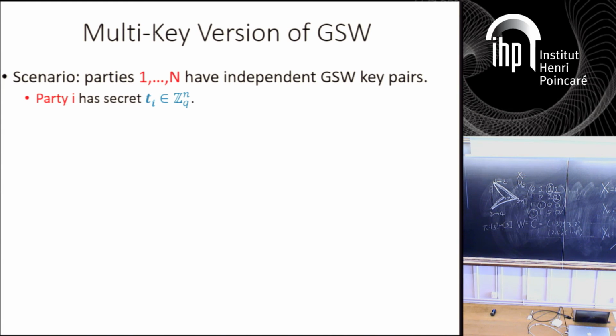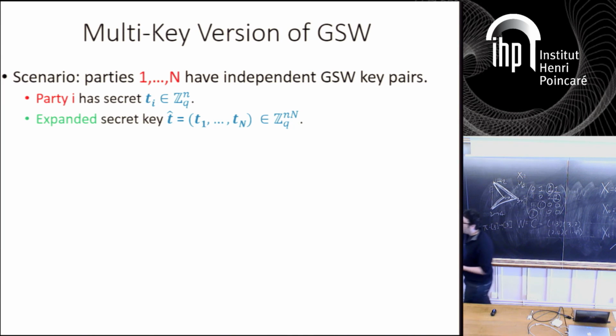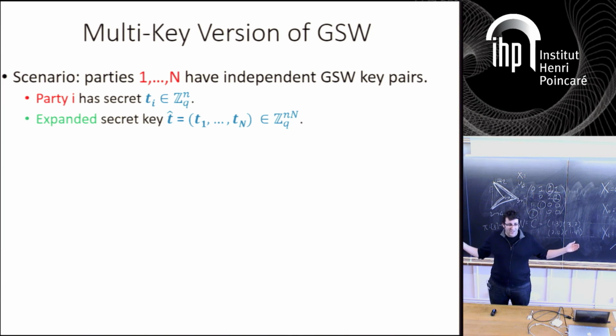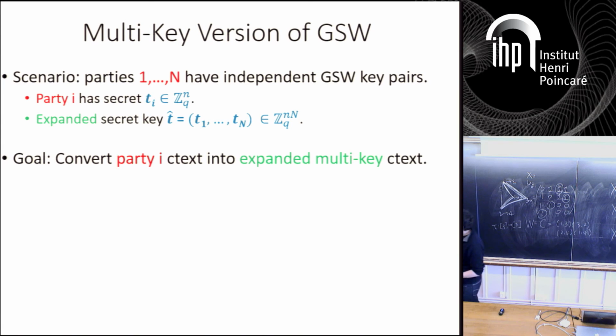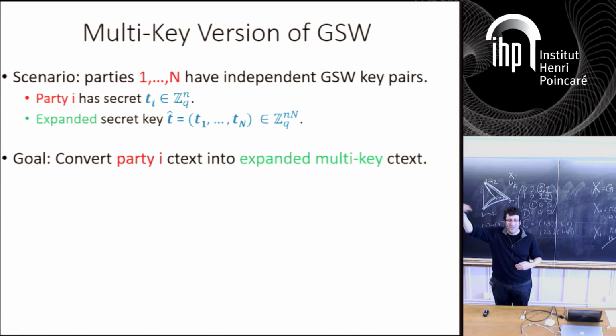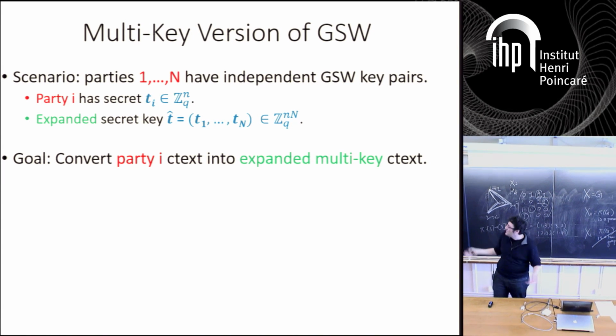So let's say the secret key of party i is T_i. And I'm going to define the expanded secret key to just be the concatenation of all of them. So just a bigger vector, just concatenate all the secret keys together. And my goal here will be to essentially take a ciphertext that's created by a single party, party i, and somehow convert it into an expanded multi-key ciphertext, which has the same property as we had before, but just with respect to the bigger key. So I'm going to take a ciphertext that belongs only to one party and expand it out into a multi-key ciphertext that is decryptable by the combined secret key of all the parties.